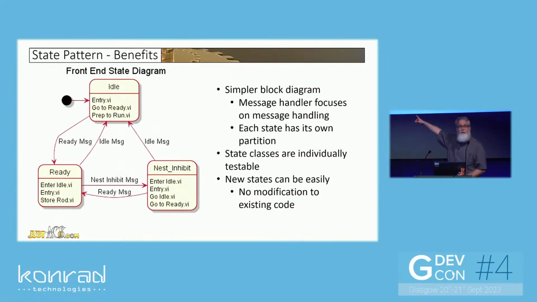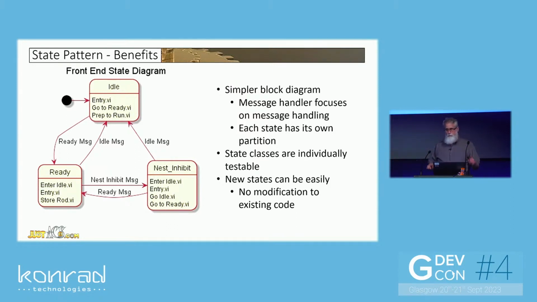And if you have to add a new state, I had to add this nest inhibit, which was a response to an error condition. I had to change my behaviors again. I made the state, and instead of having to go through 47 places and change the case structure, I made the state, I put it into the system. I had to create, obviously, the go to nest inhibit. That was the only method change that I had to make in the parent class. And then it was just done.